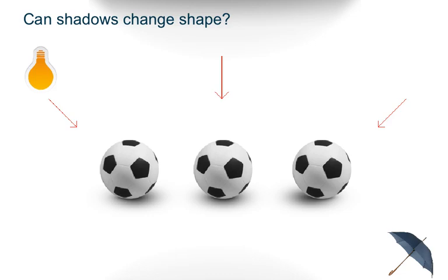And here is another example using a ball. If the light source is here, then the shadow that is formed would be on this side. And if the light source is moved to here, then the shadow that's formed will be directly below the ball. And if the light source is moved to the right side, then the shadow will be formed on the left side here, like this.